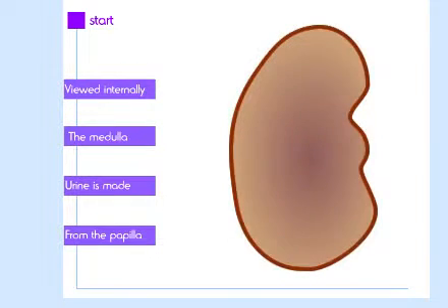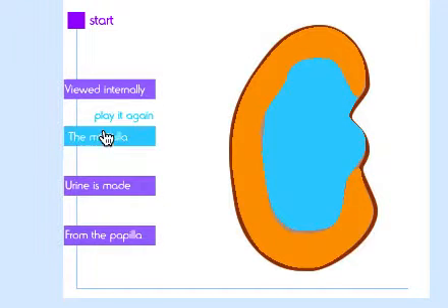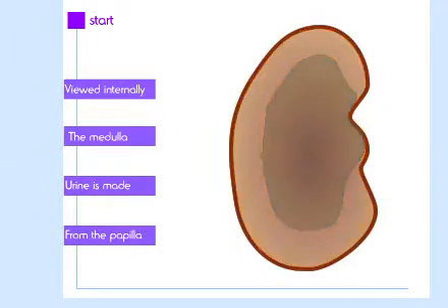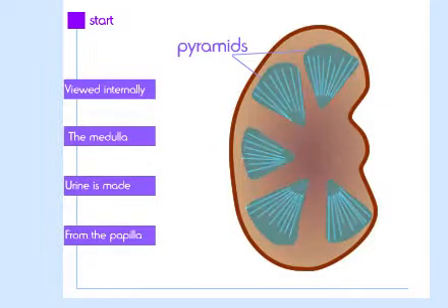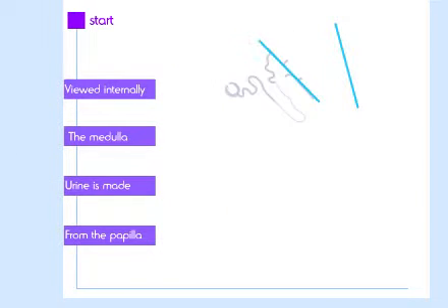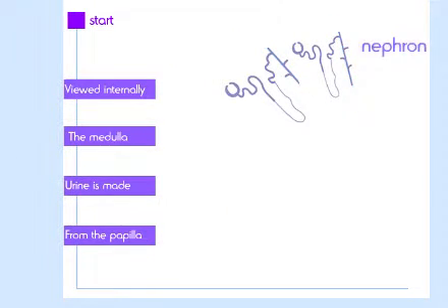Viewed internally, the kidney has an outer layer of cortex which surrounds the inner medulla. The medulla consists of a number of medullary pyramids, named because of their triangular shape. These are striped in appearance because they contain microscopic coiled tubes called nephrons, the functional unit of the kidney.